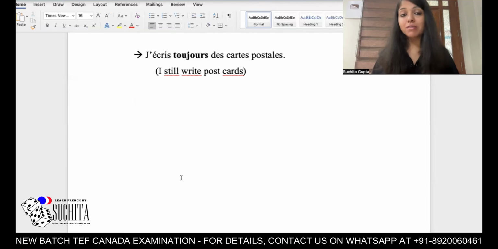If your sentence means I always write postcards, then the negation would be I never write postcards. Then the negation would be ne jamais, which we did in the second part of our series. But now here I don't want to say I always write postcards. I want to say I still write postcards. So in that case, the negation would be I no more write the postcards. So now here for negating a sentence, you always have to search for the verb.